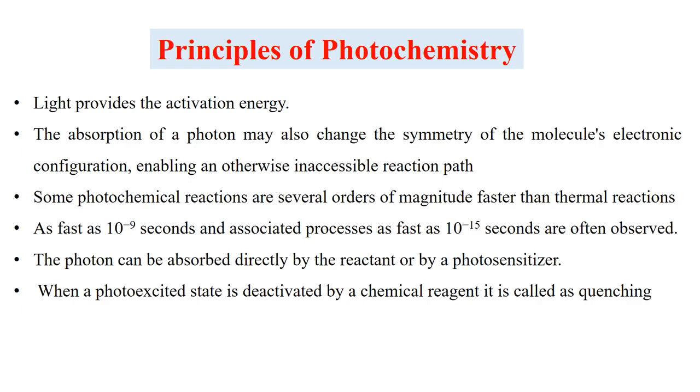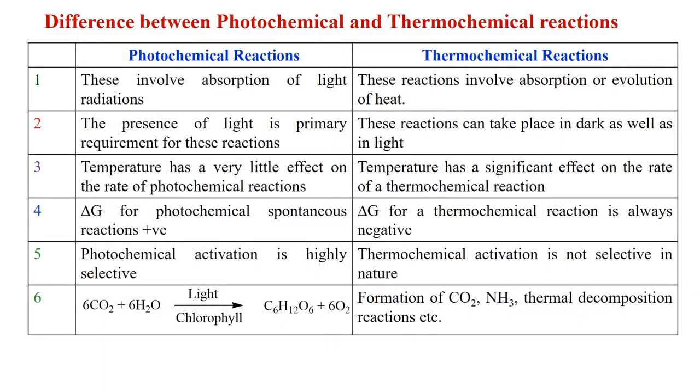And sometimes a photoexcited state is deactivated by some other chemical reagent, and it is the reverse of a photochemical reaction. It is called quenching. Here are some differences between photochemical and thermal reactions. First is that photochemical reactions take place in the presence of light, while thermal reactions do not require light and they involve the absorption or evolution of energy in the form of heat.